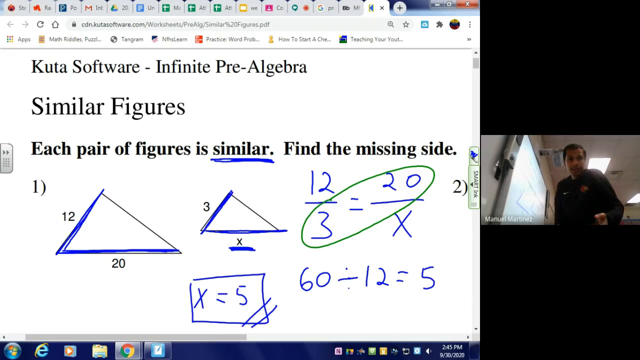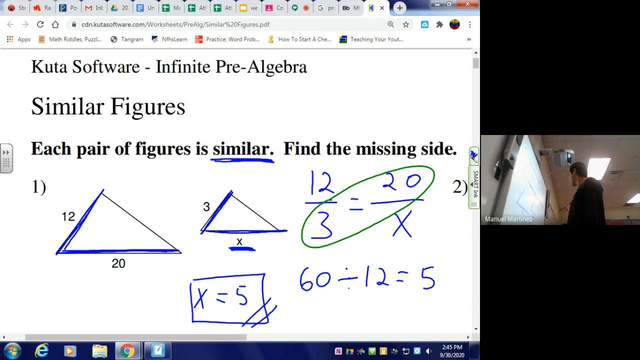Basically, to solve these kinds of problems, what we've got to do is set up our proportion, comparing corresponding sides, and then we're going to have one of those numbers missing. We have to find the value of that number in the proportion. I mean, solving proportions, we've done a lot of that.